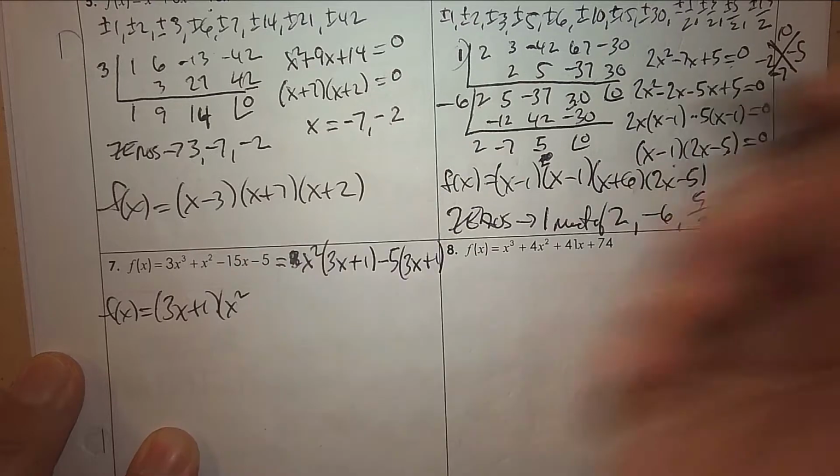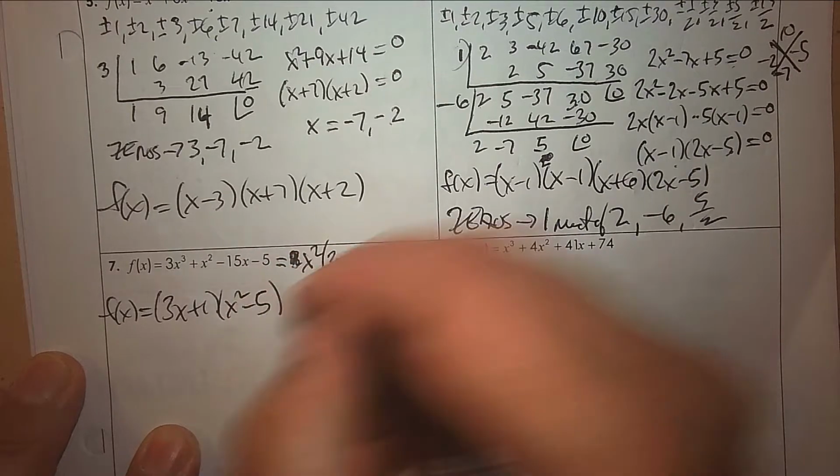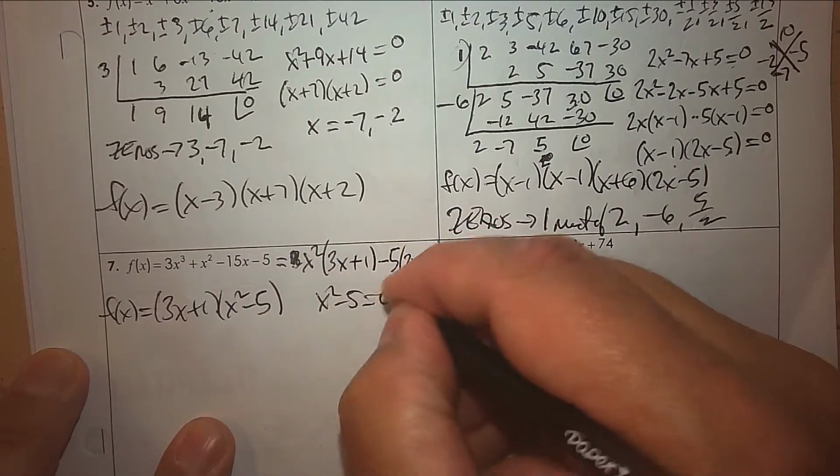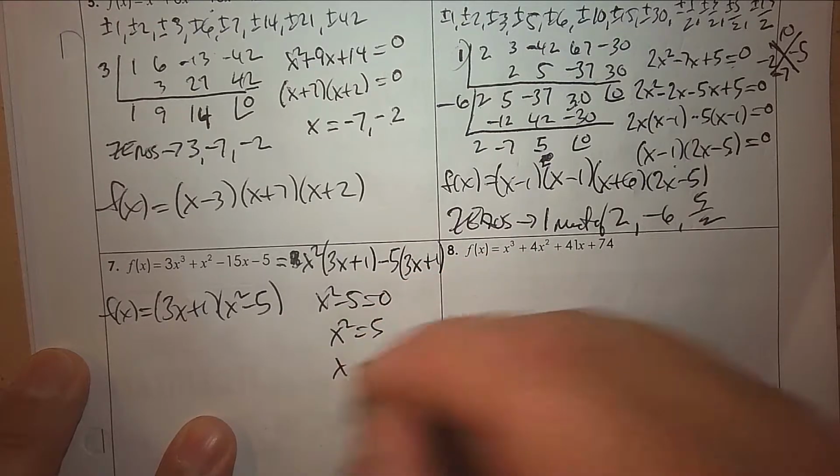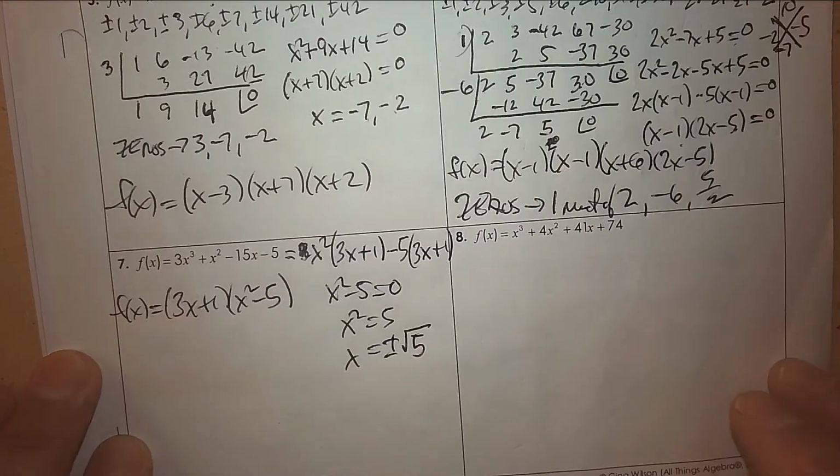We have x squared subtract 5. If I make that equal to 0 and solve it, they are both irrational, positive and negative root 5.